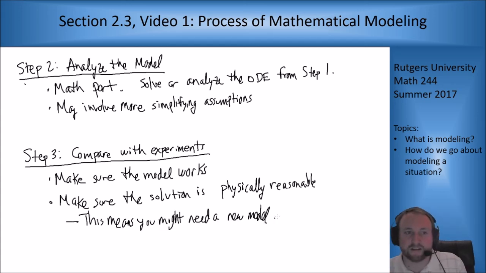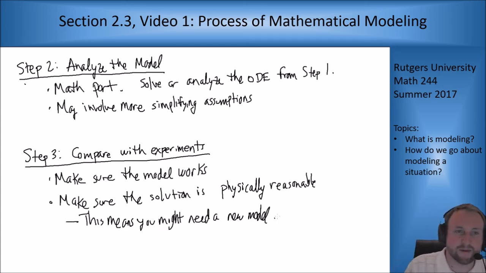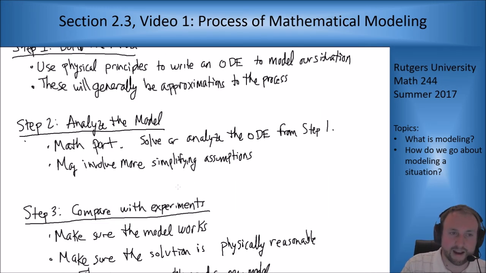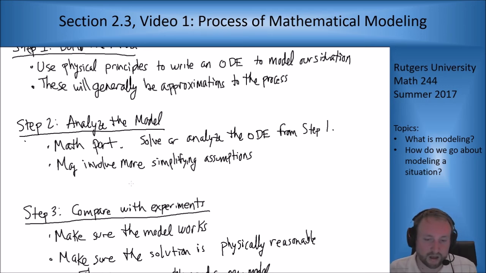All right, so there is the three-step process for developing a mathematical model as described by the book. Build the model from physical principles, analyze the model using math, and then compare with experiments to make sure that what you got is actually physically reasonable. So we'll get some more practice doing things like this over the next couple of videos and in class on Monday.